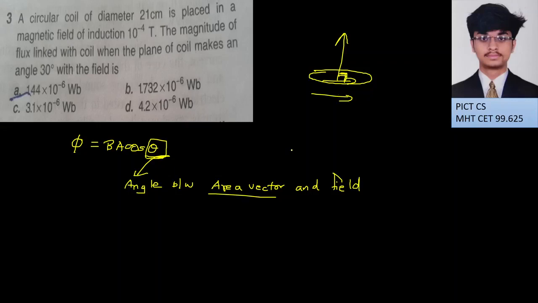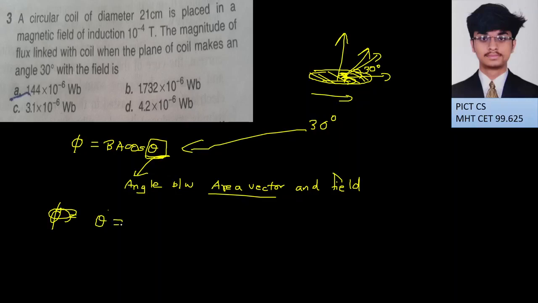But what is given in the question? The plane of the coil. This is the plane of the coil. It makes an angle of 30 degrees with the field. Alright, so maybe the field is somewhere here, this is the plane, and the field is somewhat inclined at 30 degrees, right? But so is it that we have to put cos 30 degrees? Absolutely not. Phi is equal to BA cos theta. We have to calculate theta.